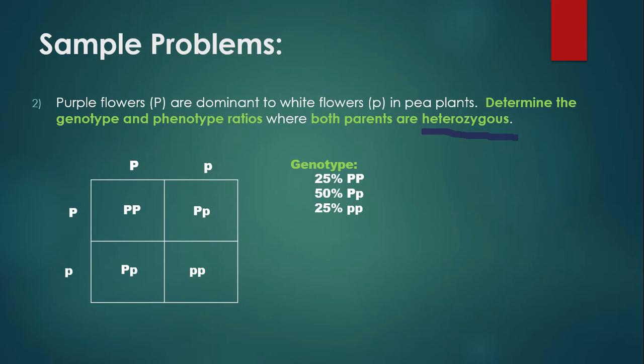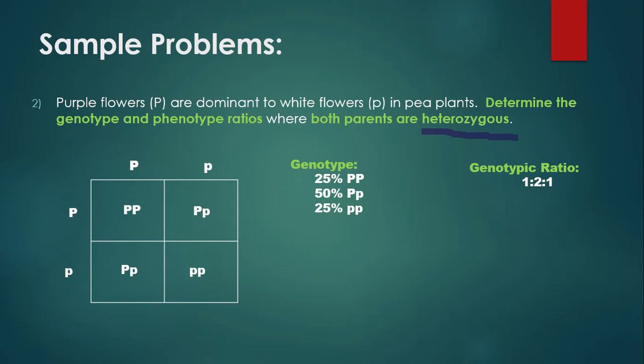Because on the first box, you can see both are written in capital letter P. That makes up the 25% of the box. Now, two boxes occupy one capital letter P and one small letter p, making it 50% of the total boxes. And the remaining 25% was occupied by both letter p written in small letter. That is our genotype.